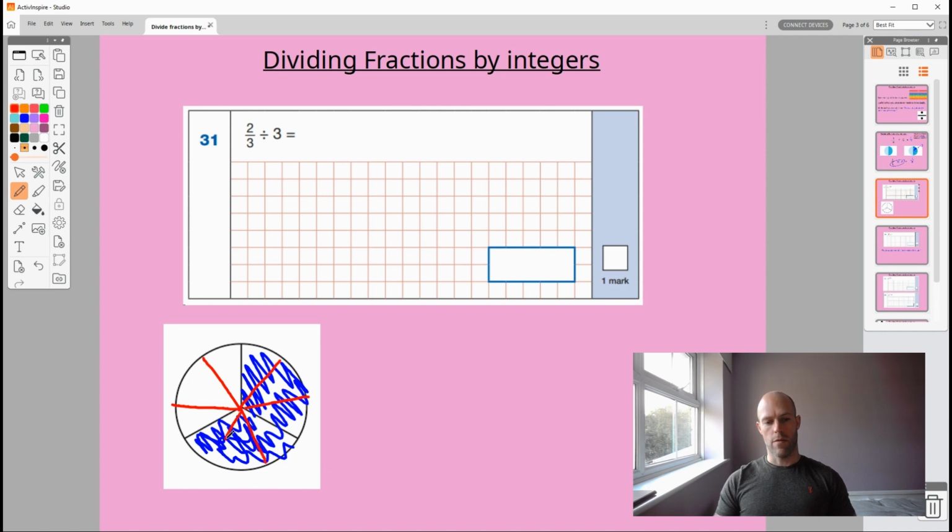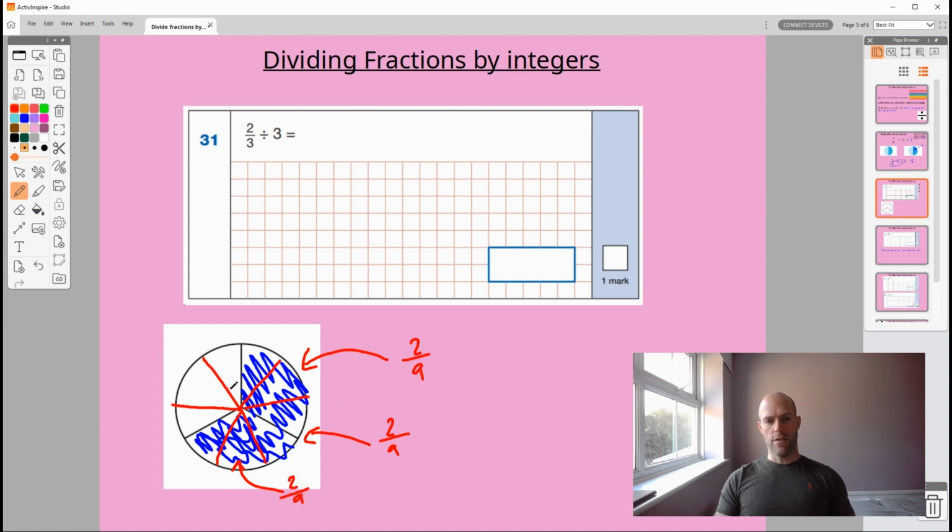And now I know the colours are a bit crazy, but instead of thirds, we've now got everything split into ninths. 1, 2, 3, 4, 5, 6, 7, 8, 9. And then if we were to split these into 3 equal groups, because that's what dividing by 3 is, we've got one group here, which is 2 ninths. We've got another group here, which is 2 ninths. And we've got another group here, which is 2 ninths.